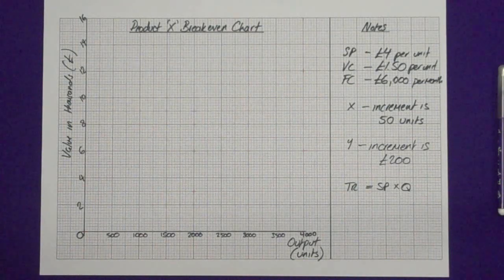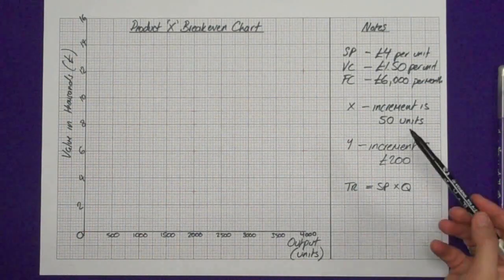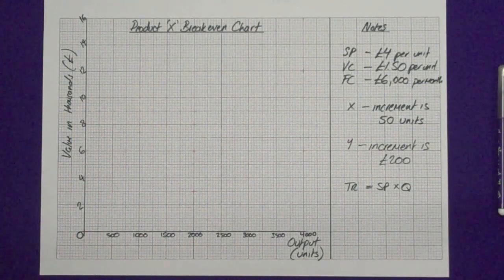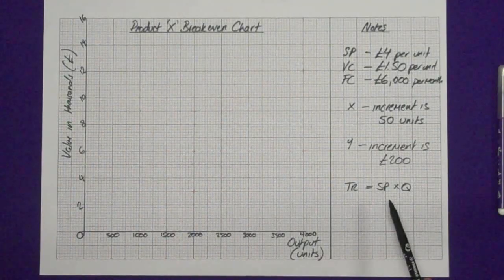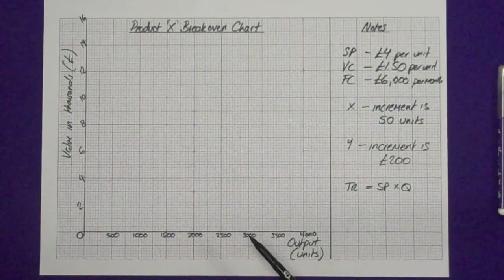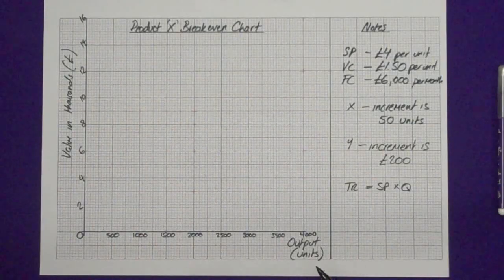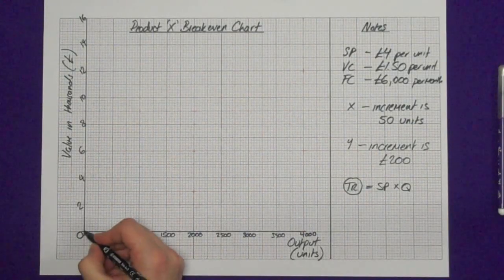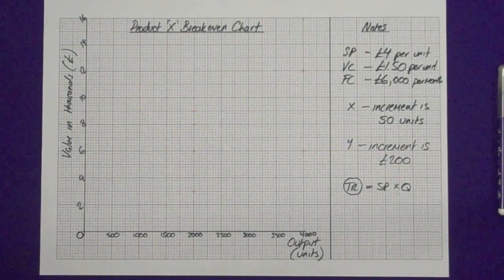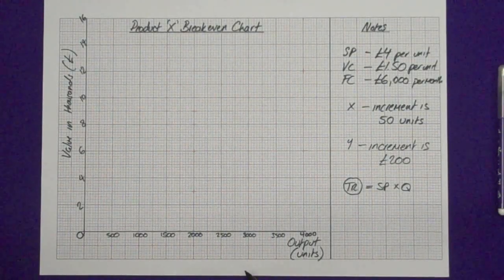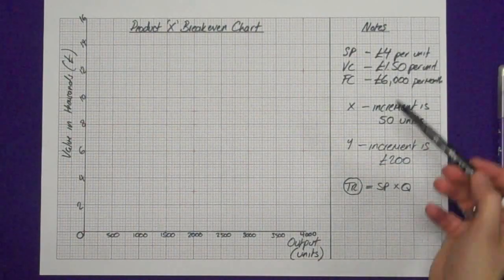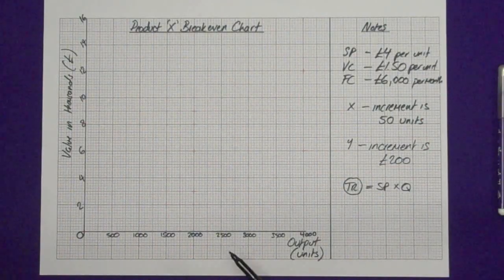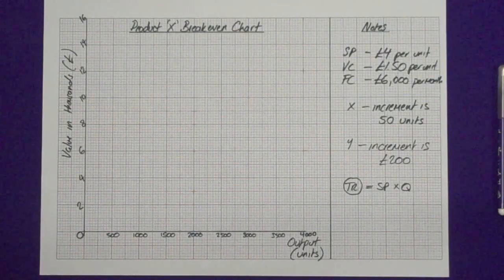Now the easy way to start is always think about what would be the figures for our lines at output 0. Well, the selling price of £4 is wonderful, but if we sell nothing, our total revenue will be 0. So our total revenue line, always as golden rule, will start at the origin at 0. Now for every one product we sell, we'll make £4 of total revenue. So if my sales were 1, which I can't demonstrate on here, I'd have £4 of sales revenue. If I sold 2, it'd be £8, etc.